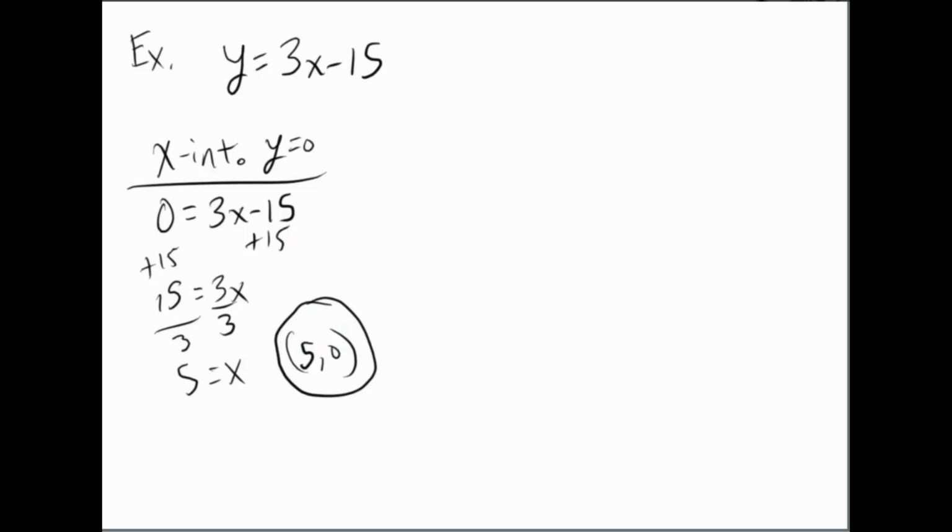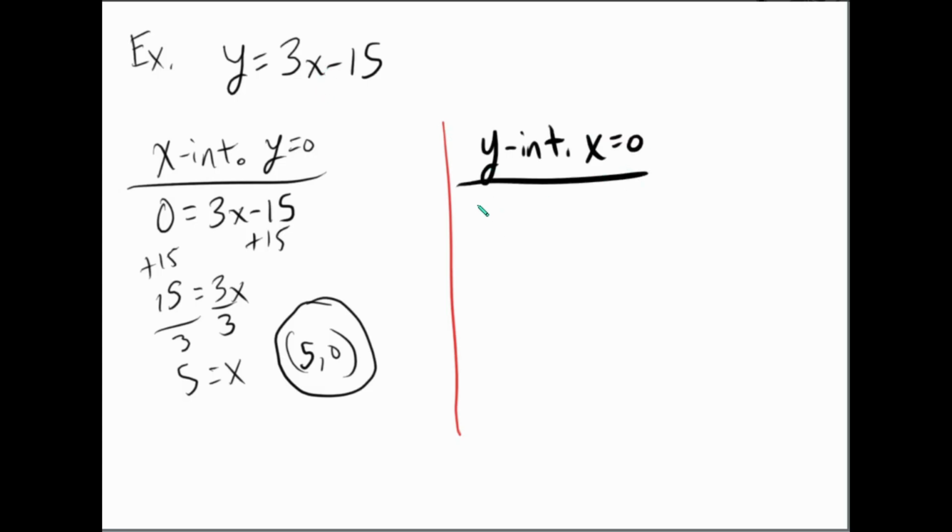Now, let's calculate my y-intercept. This time, instead of replacing y with 0, for a y-intercept I need to replace x with 0. So in my equation, I'm going to substitute x with 0. So let's take a look at that.